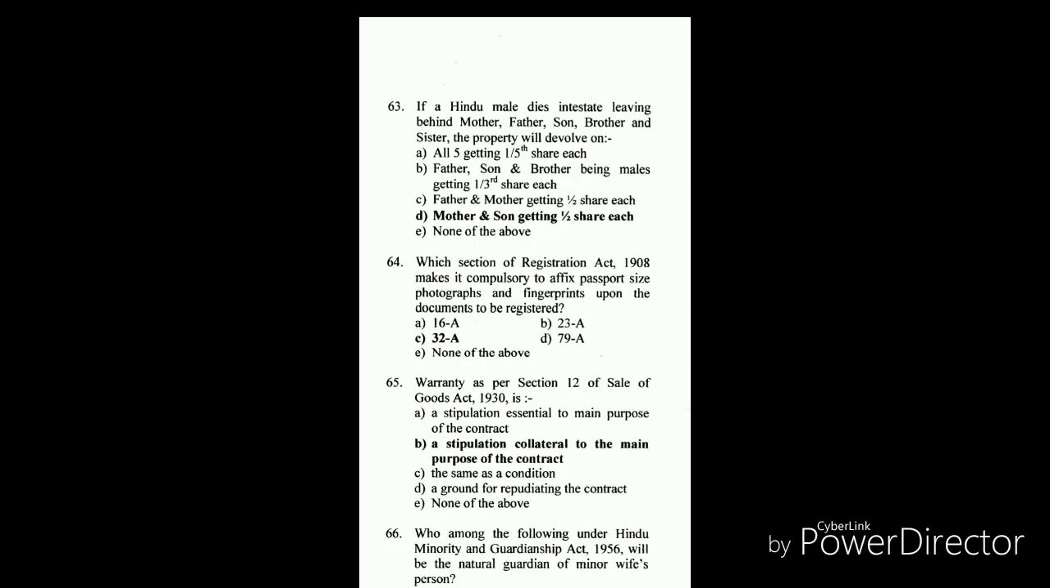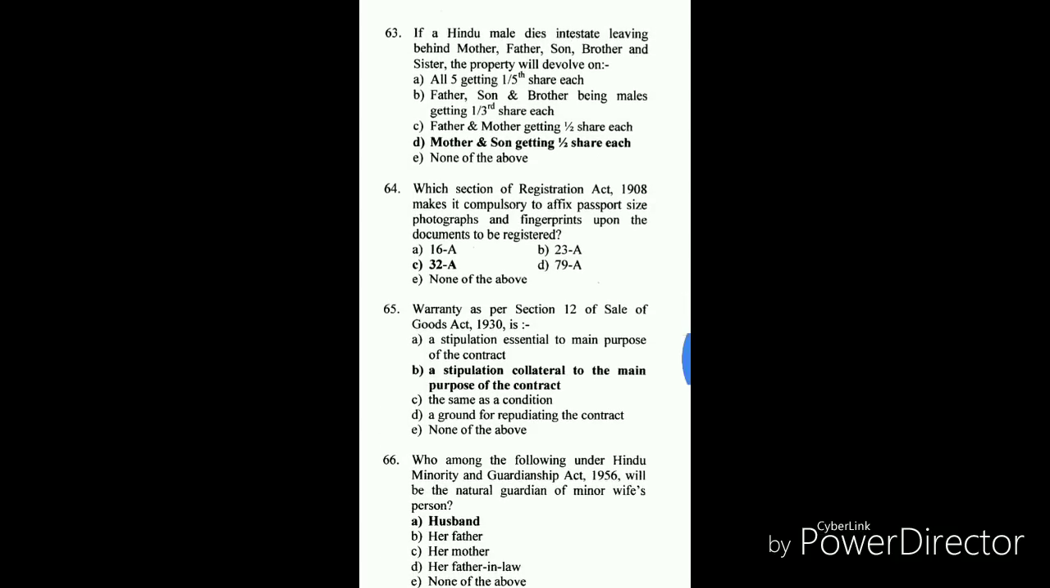For this question we have to look out who are the first class legal heirs, and in this question they are the mother and the son. Only if there is a first class legal heir alive, then the property will be devolved only on the first class legal heir. Property never goes to the second class legal heir, never goes to the agnate, never goes to the cognate. So the property will be devolved half and half, and the appropriate option of question number 63 is D.